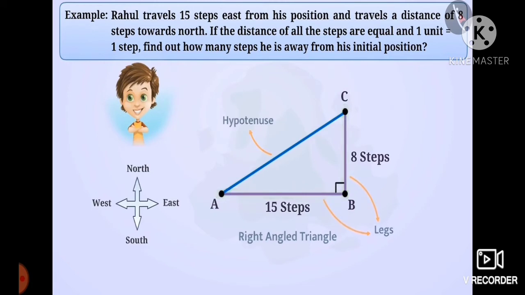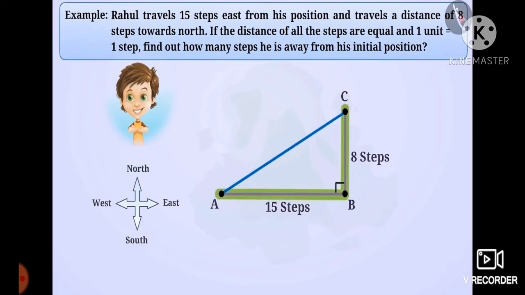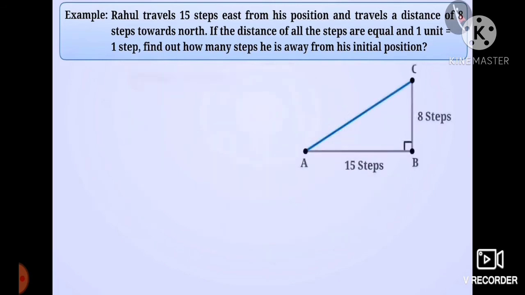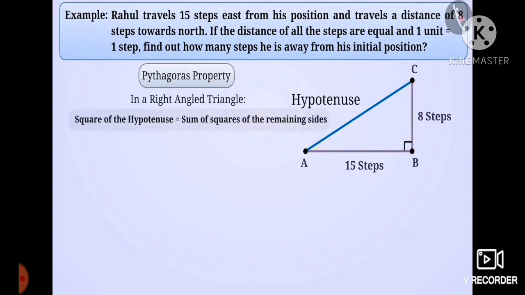We know that the square on the hypotenuse is equal to the sum of the squares on the legs. Now, by the Pythagoras property, AC square is equal to AB square plus BC square. The square of the hypotenuse is equal to the sum of the squares of the remaining sides. AC square is equal to AB square plus BC square.